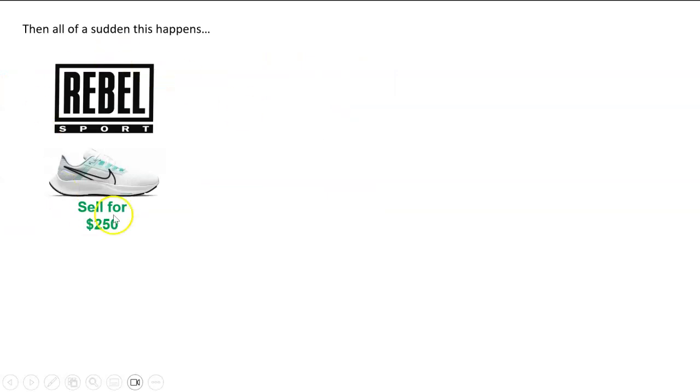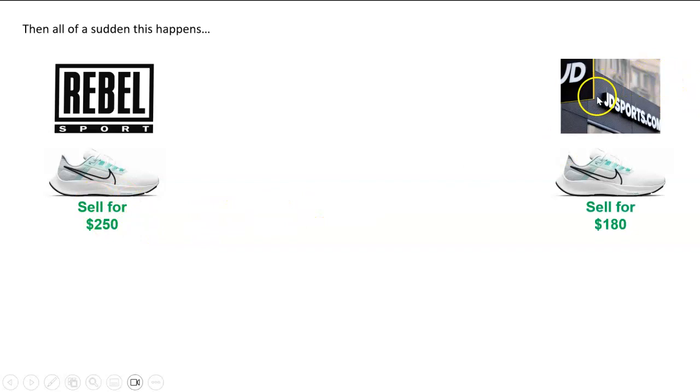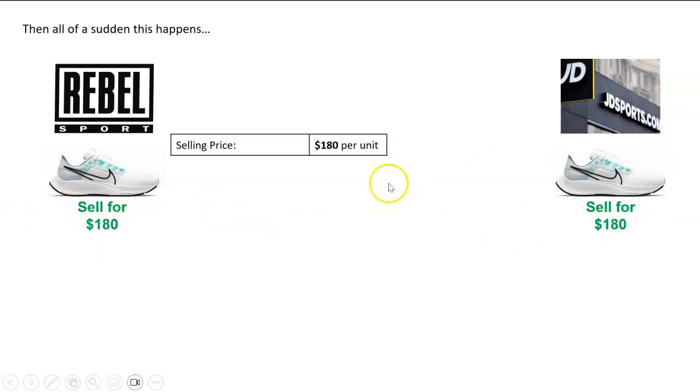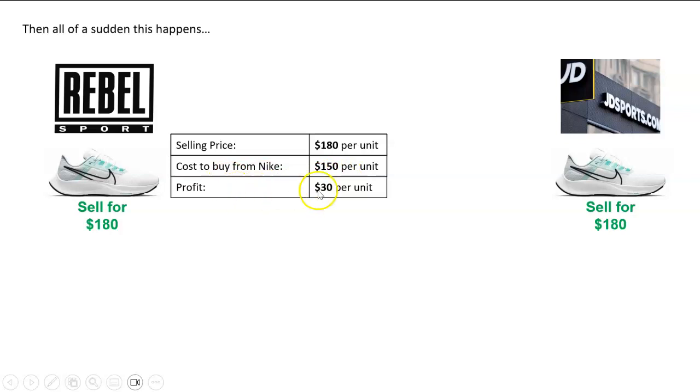Pretty simple. But what about if this happens? So we're still Rebel selling these shoes for $250, but then a competitor comes in called JD Sports, and they're selling them for $180. Well, we can lower the selling price to match it, so we can compete with JD Sports. We'll just lower the price to $180. They only cost us $150 to buy from Nike, so we're still going to make a profit of $30. It's not as good as it was, but at least we're still making a profit, and sometimes you have to do that. You have to lower prices and reduce your profits in order to compete with competitors.